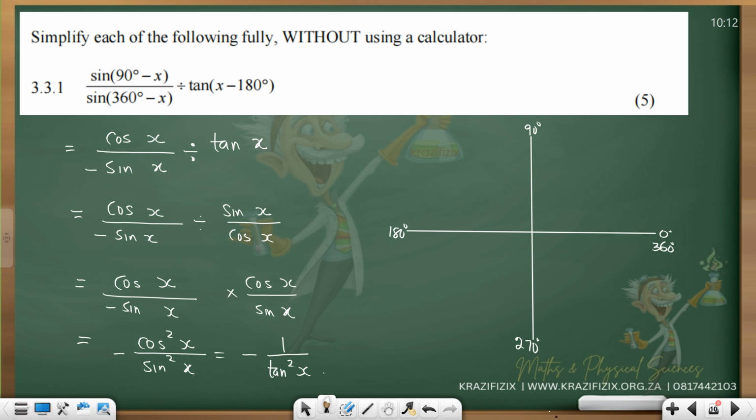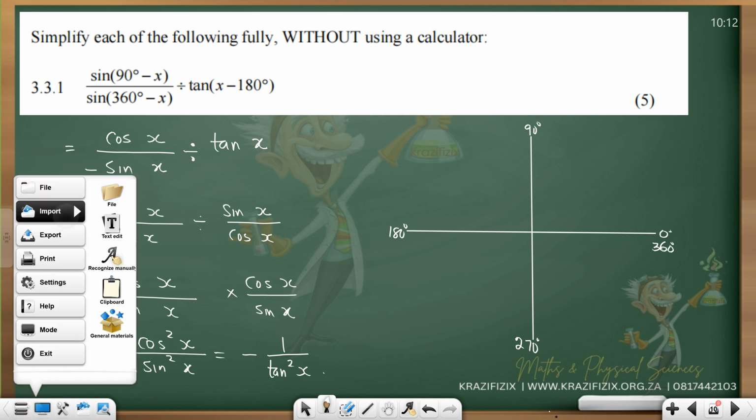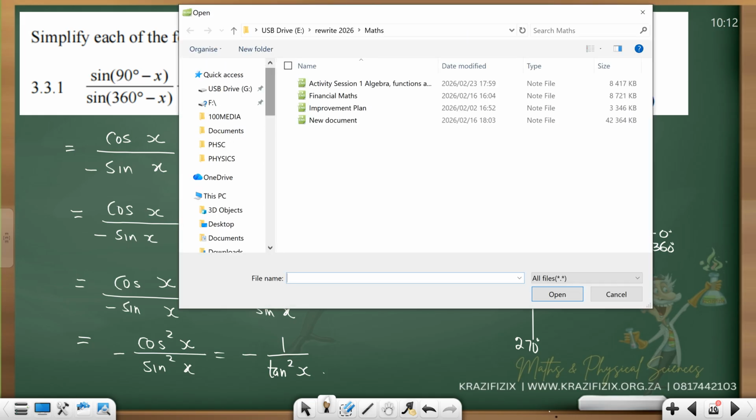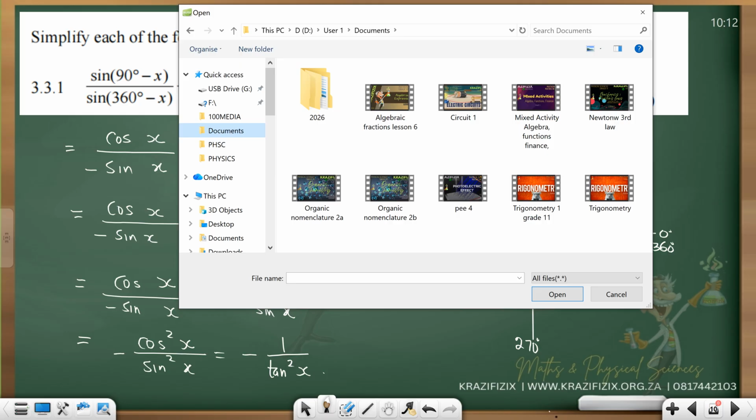I used to have a picture of a head nod and a head shake. Let me see if I can get it. Did I download?